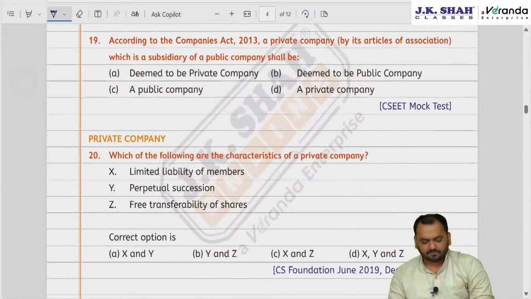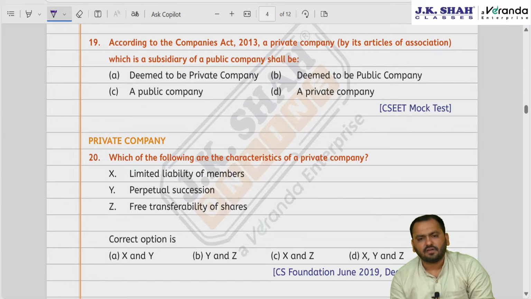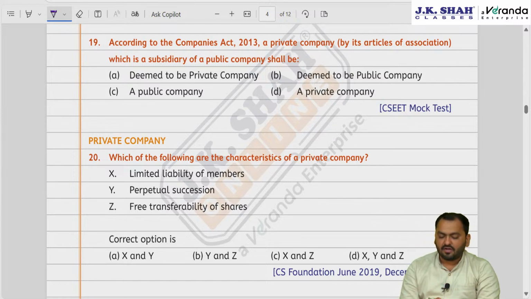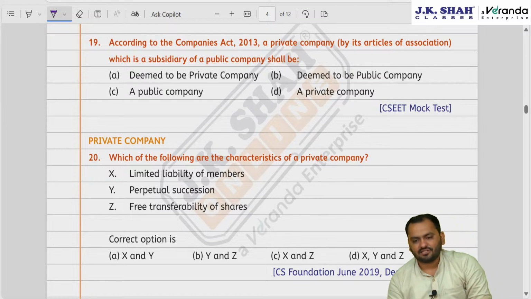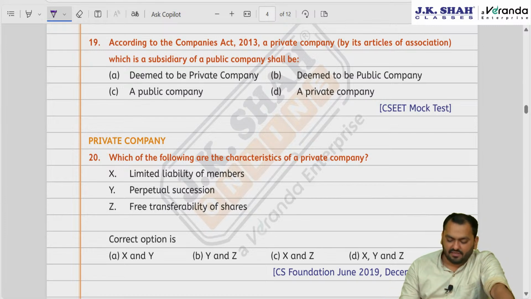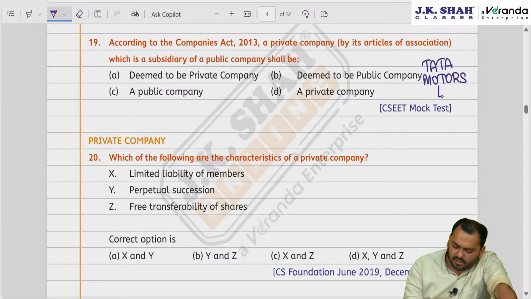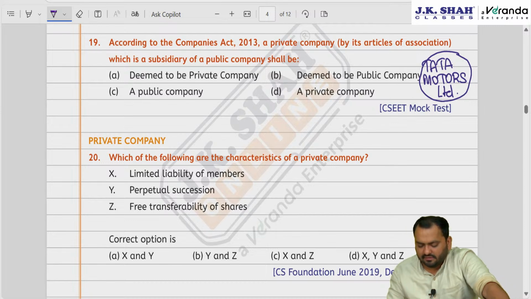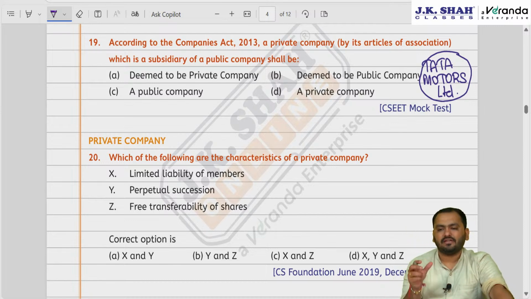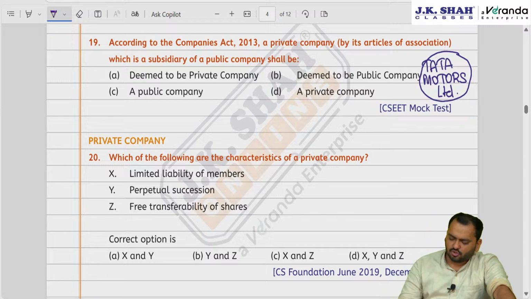Let's go. According to the Companies Act 2013, a private company by its articles of association, which is a subsidiary company of a public company, shall be dash. Come on, see friends, a private company is a subsidiary company of a public company. Let's say a public company, Tata Motors Limited. Is it a public company? Yes, with the name itself you can easily make it out. It is Tata Motors Limited and not Private Limited, so it is a public company.